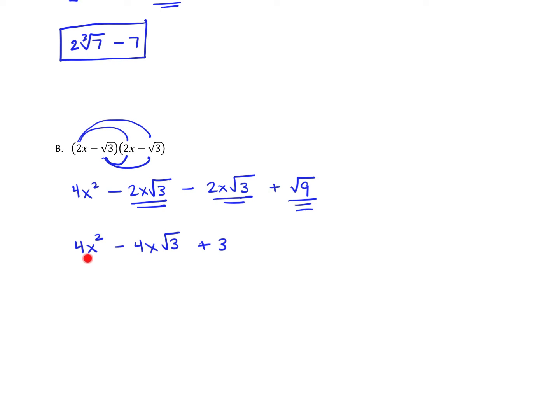And now, do we have any other like terms? Remember, like terms, this is an x squared. Do we have any other x squareds? Nope. This is root 3. Do we have any other root 3s? Nope. And that's just our constant 3 on the end. There are no other constants. So here's our final answer.